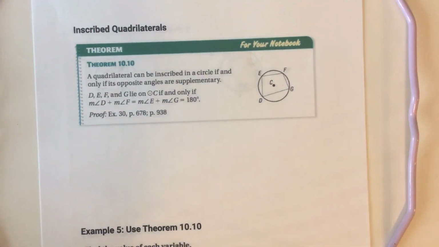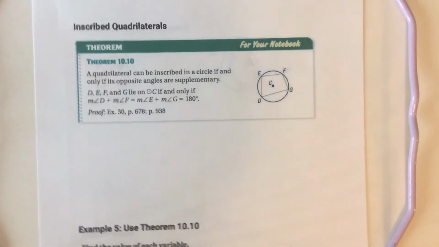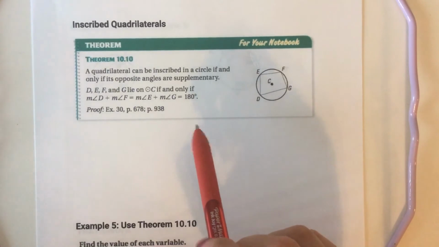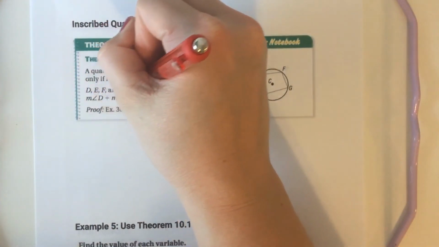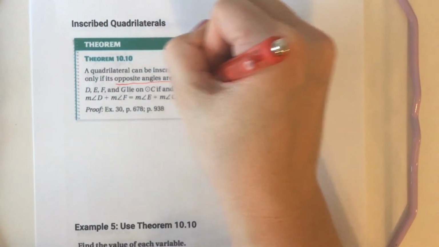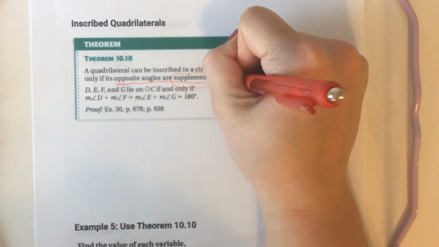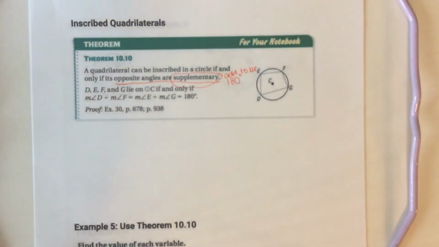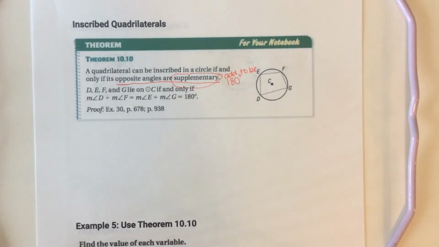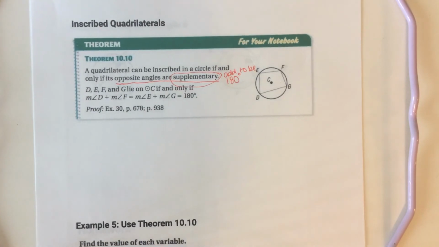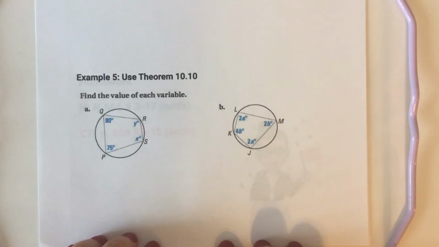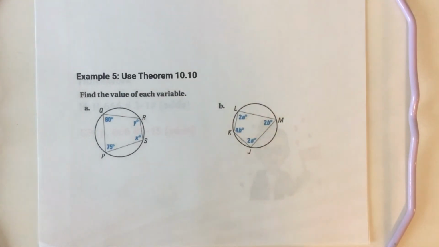Now we're moving on from an inscribed triangle to inscribed quadrilaterals, and our theorem for this one is a quadrilateral can be inscribed in a circle if and only if its opposite angles are supplementary. We know that long word, supplementary, means they add to be 180 degrees. So opposite angles are supplementary. They add to be 180 degrees. I think you guys are going to like these types of problems a lot better. They're very straightforward.